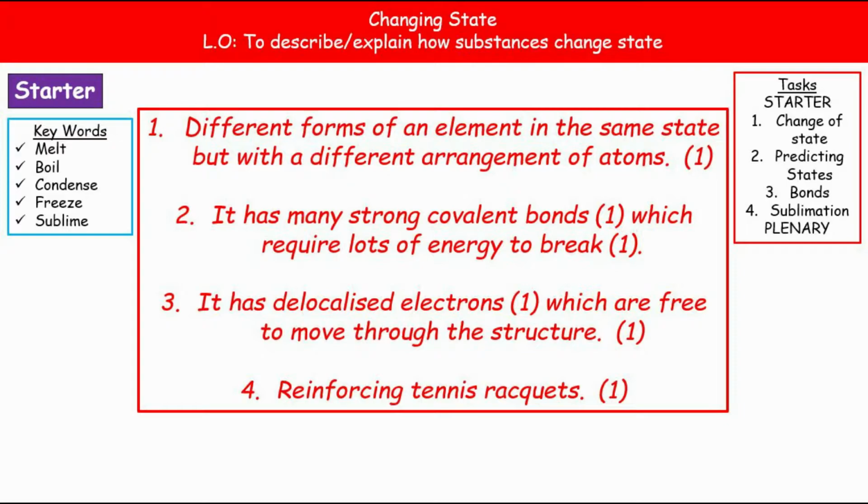For question 3, first mark is for saying it has delocalized or free electrons. And your second mark is for saying that these delocalized electrons are free to move through the structure. And then finally for question 4, the use of nanotubes reinforcing tennis rackets is the most common answer there. So add it up, you've got a total out of 6 today.